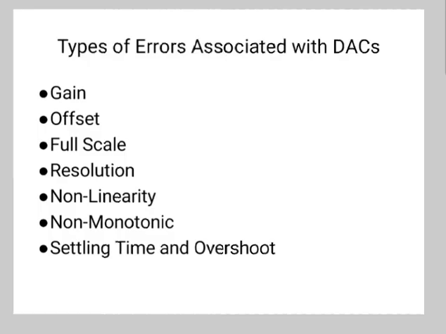Next is the types of error associated with DAC. So there are a variety of errors, that is gain, offset, full scale, resolution, non-linearity, non-monotonic, settling time and overshoot.